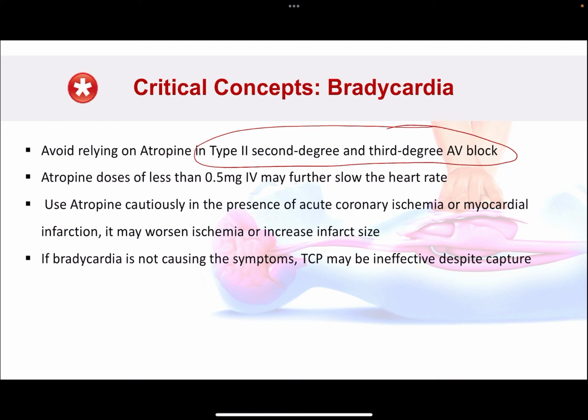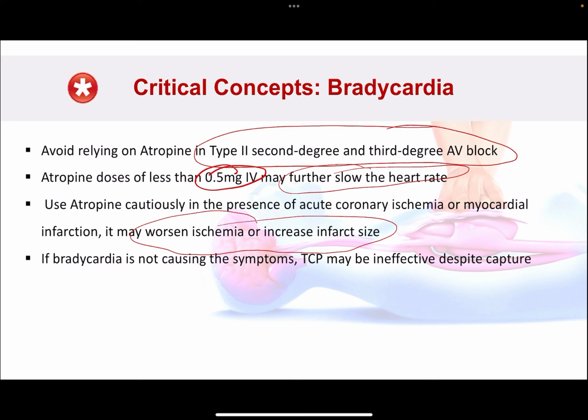So if you've done ACLS before, in the previous guidelines, we gave atropine and the dosing was 0.5 milligram IV. But throughout their study, they found out that 0.5 milligram may further slow down the heart rate. So that's the case, they increased it to 1 milligram per dose. You should use atropine cautiously in the presence of acute coronary ischemia or myocardial infarction, because it may worsen the ischemia or increase the infarct size.